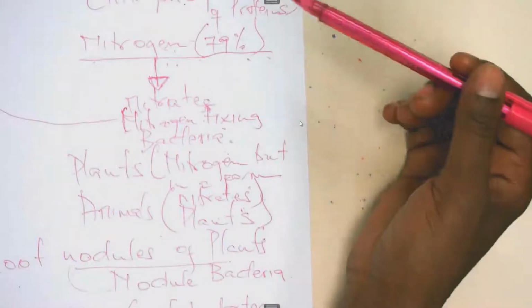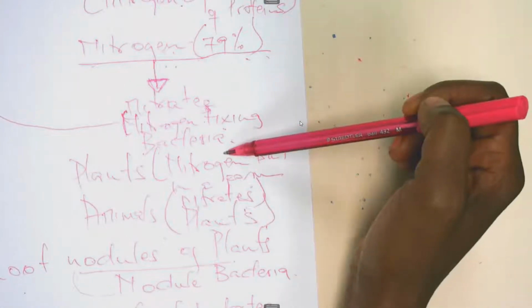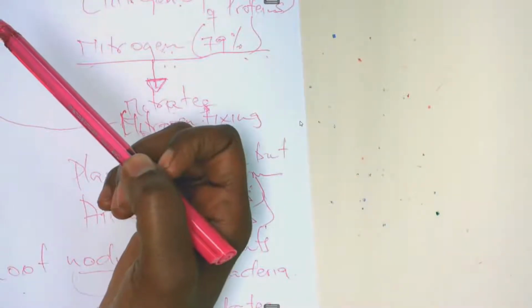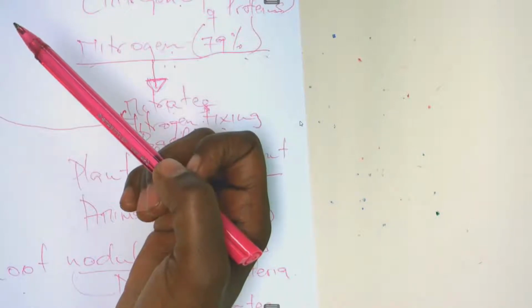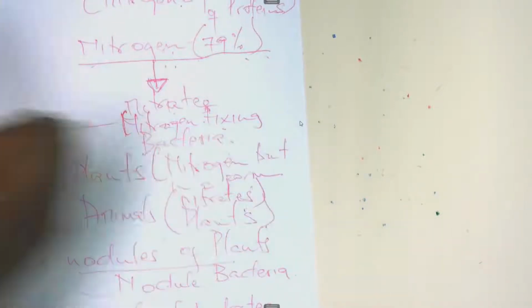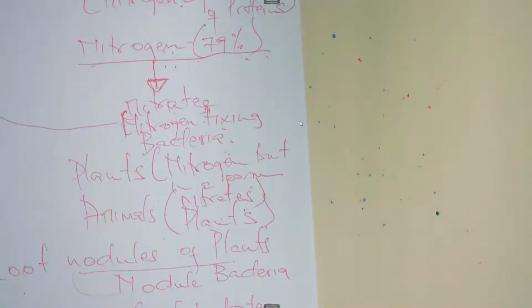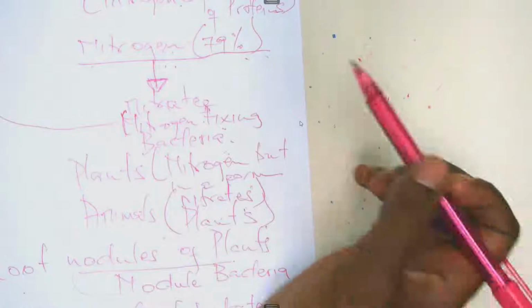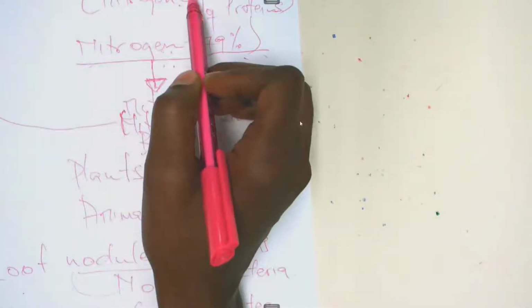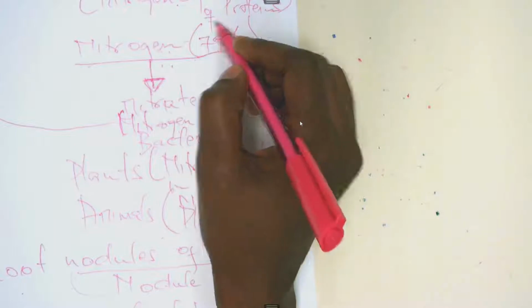So I'm just going to make a summary of this, or repeat this again. Please remember that nitrogen fixing bacteria in plants and equally in the human intestines both show the type of symbiosis which is mutualism. When we start with the nitrogen fixing bacteria, we know that plants and animals require nitrogen for the formation of proteins.